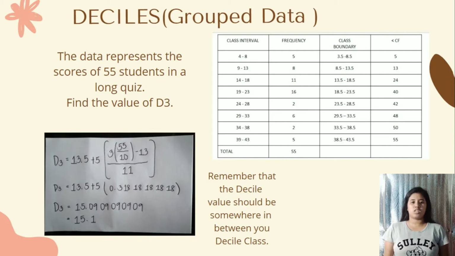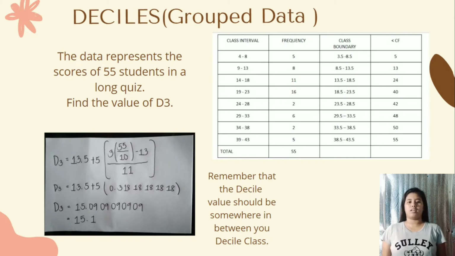After substituting, you need to simplify, and after you substitute and simplify, the value that you've got is 15.0909090909, or approximately 15.1. The next step that we need to do is to check if this value is somewhere in between your decile class. So, the class interval of the decile class is 14 to 18. Since 15.1 is in between the class interval of the decile class, we know that the answer is correct.